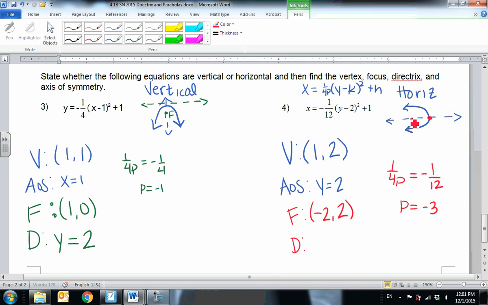Okay, and my directrix is going to be 3 units the other way, right? It's a vertical line. So what would the equation of my directrix be? X equals 4.